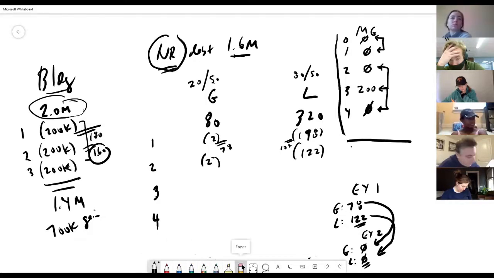So at the end of the day, L is going to get 122 of the depreciation, and G is going to get 78 of the depreciation. So it's contrary to what the agreement says.